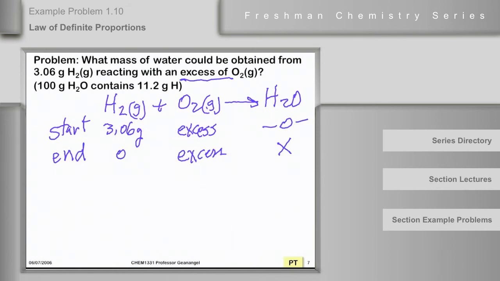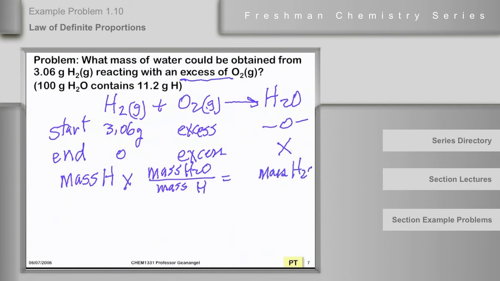What we can do is take advantage of the ratio. And in this case, the ratio I'm going to want is the mass of water divided by the mass of hydrogen. Because if I have mass of hydrogen times mass of water divided by the mass of hydrogen, I will get a number that has units of mass of water. Okay? You see my plan here. The mass of hydrogen is going to cancel out here.